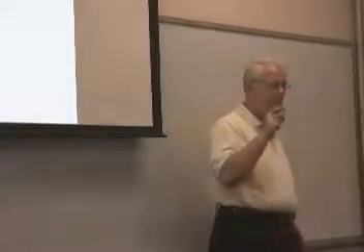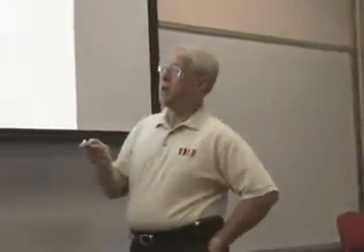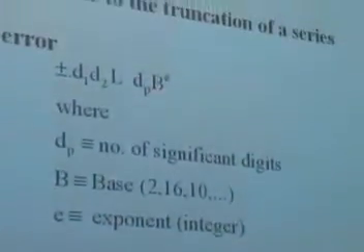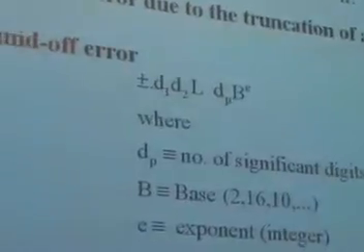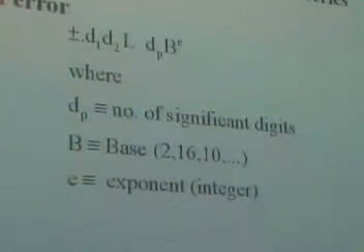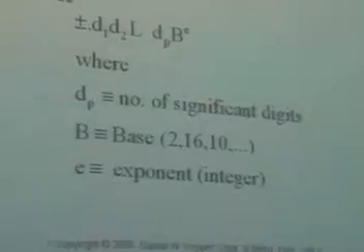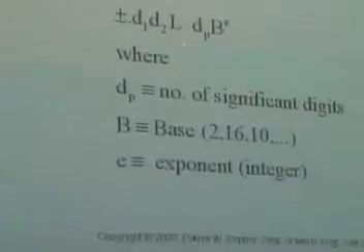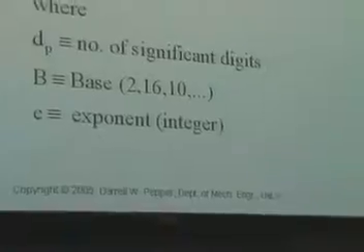If I want round-off, now this is for those of you that are into the accuracy of your computers: just how accurate are they? If this is plus or minus .d1 d2 dot, dot, dot dp times B to the E, these would be digits. Here's the definition: the number of significant digits with a base 2, base 10, base 16, whatever, and then the exponent. Now, I'll show you what happens with this.